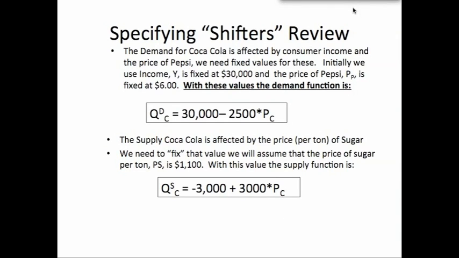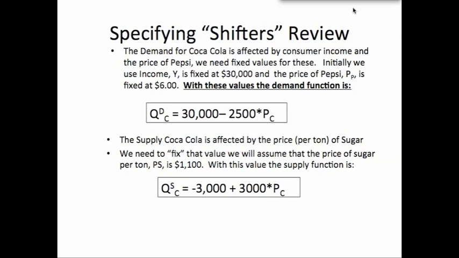What did we need to do to work towards an equilibrium? Well, just like when we graph supply and demand models, we have to assume that the things other than price are fixed. So here we assume that the consumer income level is fixed at $30,000 and the price of Pepsi is fixed at $6. When we use those values, the demand function is given by the quantity demanded of Coke equal to 30,000 minus 2,500 times the price of Coke.